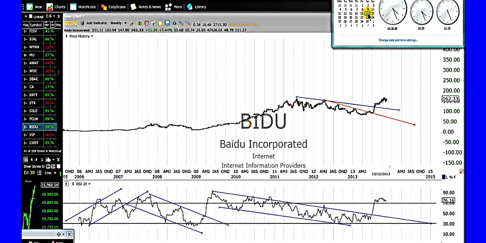Today is the 16th of November 2013, and the time in London is 26 minutes past 4 p.m. In New York, 26 minutes past 11 p.m.